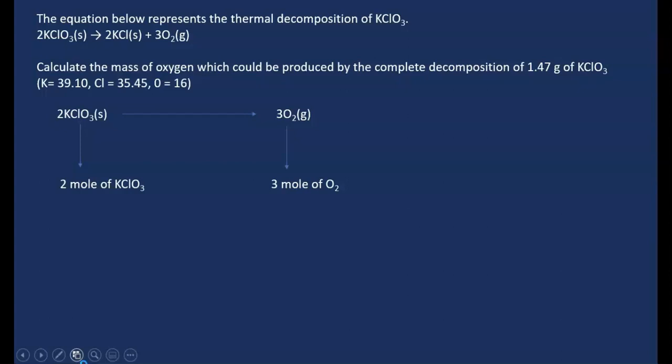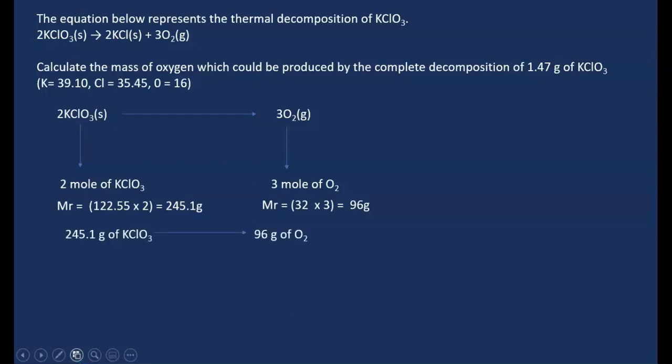In the next step, we convert the number of moles into molecular weight. And the molecular weight of potassium chlorate is 122.55. We multiply this by 2 because we have 2 moles, and this gives us 245.1 grams. The molecular weight of oxygen is 32. We multiply this by 3 because we have 3 moles, and this gives 96. From the molecular weights, we can see that 245.1 grams of potassium chlorate decomposes to give 96 grams of oxygen.